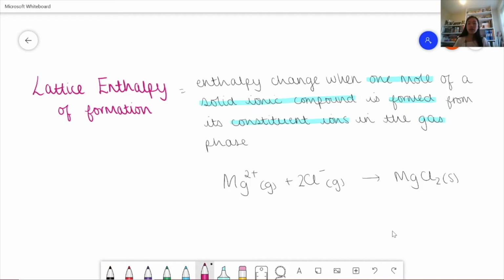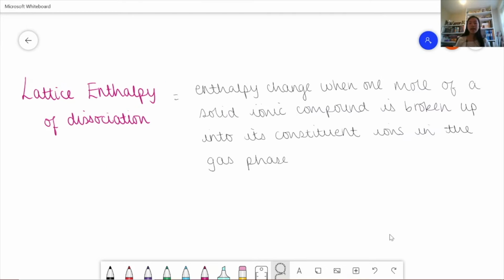And the way we denote lattice enthalpy of formation is by delta H, LEF, and then the standard symbol. The lattice enthalpy of dissociation is the enthalpy change when 1 mole of a solid ionic compound is broken up into its constituent ions in the gas phase. So the important thing to remember is that it's 1 mole of a solid ionic compound which is broken up into its constituent ions in the gas phase.